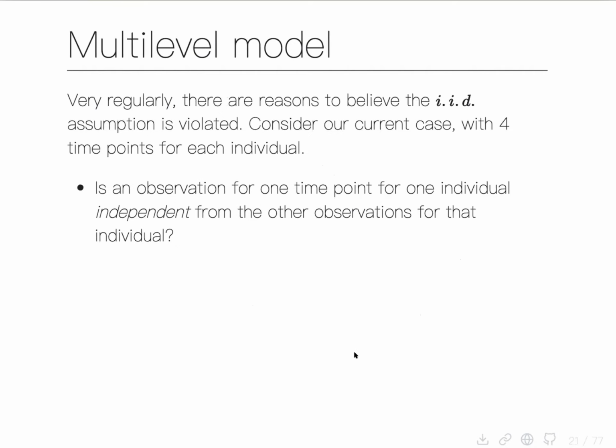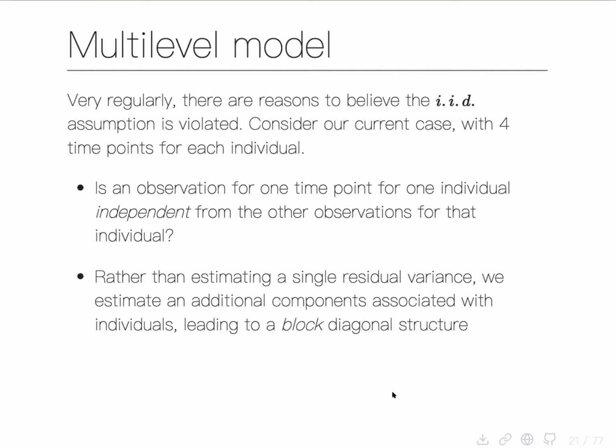And we know that that is not the case in this data set because each person has 4 rows, right? And so we are violating this assumption because unless you're making the assumption that if I were to take a test at one point and then I take it again a week later, those 2 scores are going to have absolutely nothing to do with each other, then you're violating this assumption, okay? And so what we need to do is instead of estimating just this single residual, we need to estimate additional components, okay?